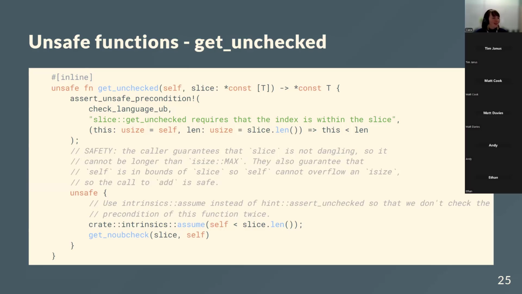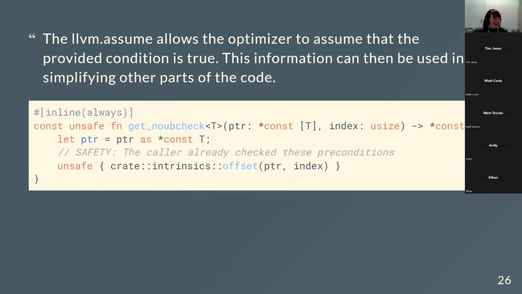Hopefully that'll help. Where you see this create intrinsics assume, what that's doing is saying any code can assume that this index is less than the length of the slice. And that's anywhere in the code, not just within this block. That's saying anywhere the compiler can assume that. The LLVM assume allows the optimizer to assume that the provided condition is true. The information can then be used in simplifying other parts of the code.